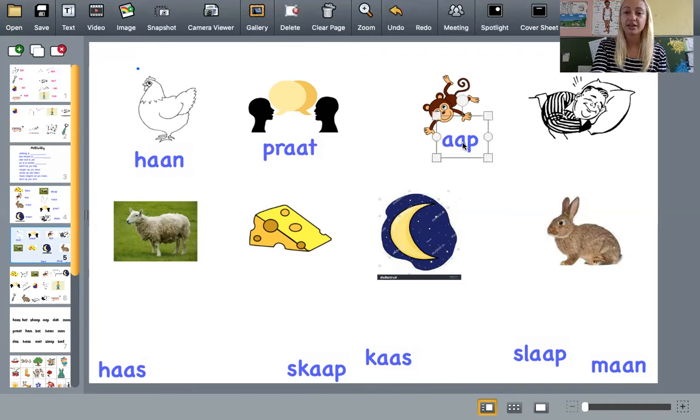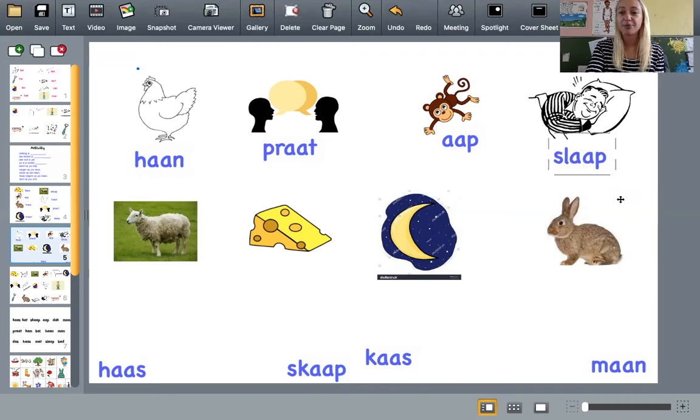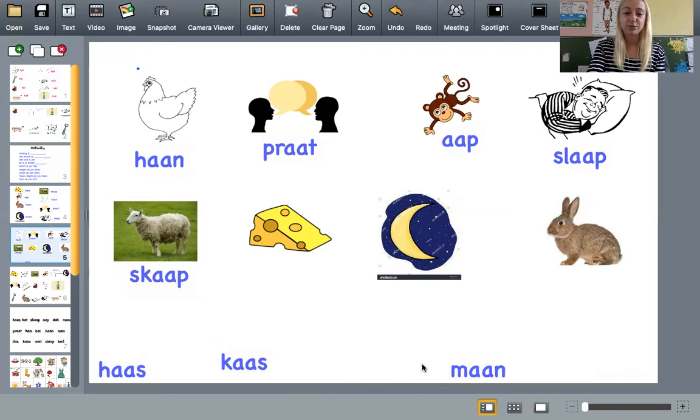Praat. Good. Right. The monkey in Afrikaans is a aap. Good. Okay. And in Afrikaans, shout out if you can remember the word for sleep. Sounds similar, but we have the R sound to say slaap. Good. Okay, let's move on. The word for sheep in Afrikaans, what is it? Skaap. That is a skaap. Good. Okay, these are the ones we have left. Let's see if we can match them correctly.